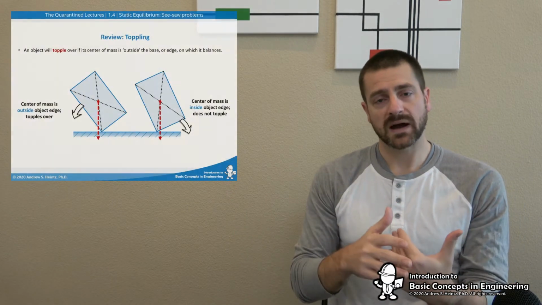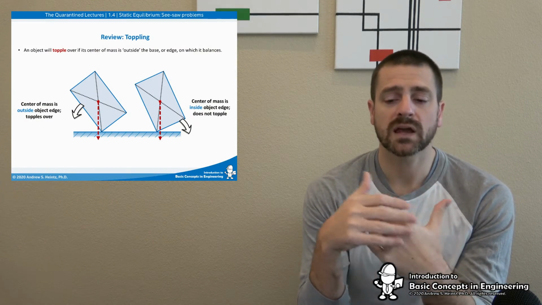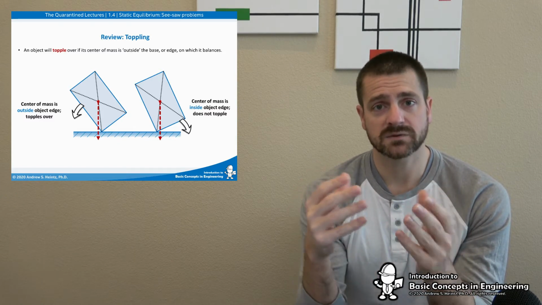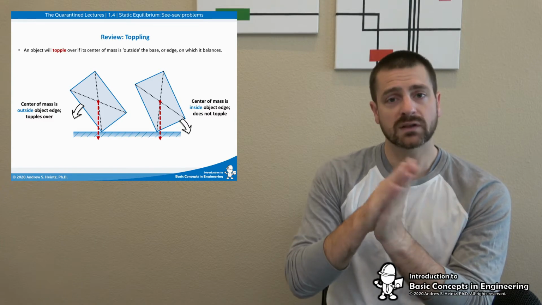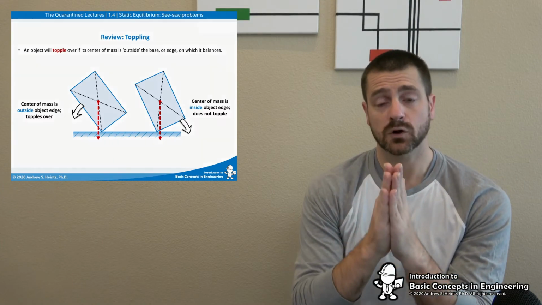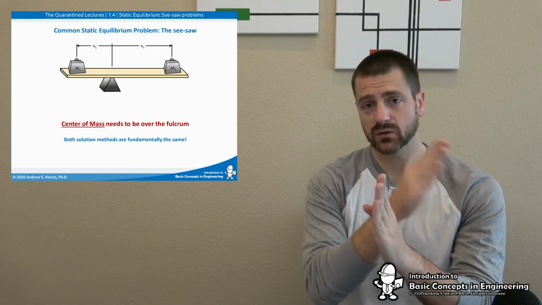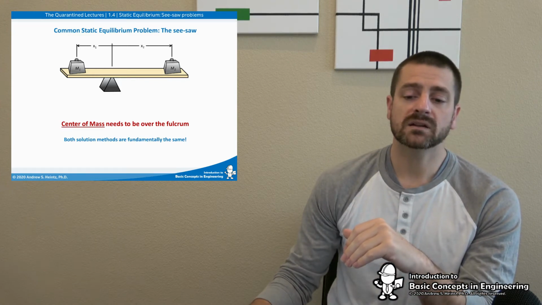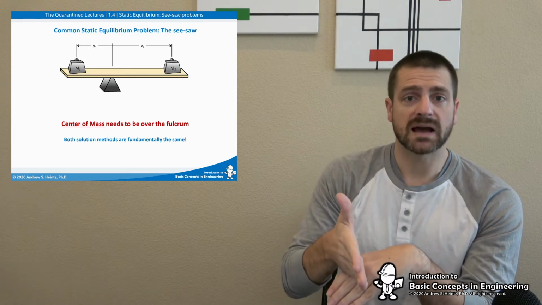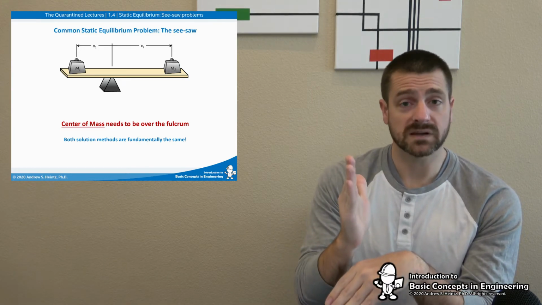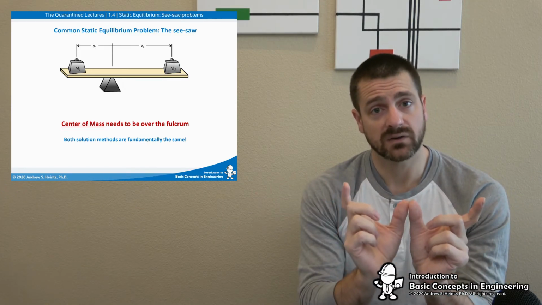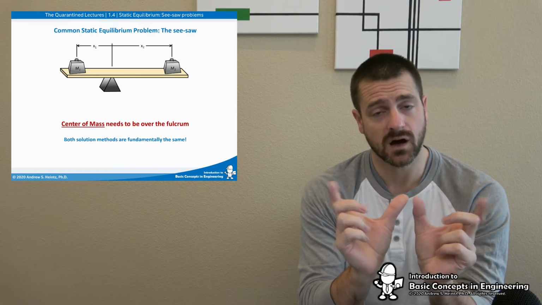All right, then we also can go back to lecture 1.2, and we can discuss the concept of toppling. Remember, we were looking at center of mass there. We could find the center of mass of an object, and if that center of mass was ever to cross over the outside point, we would get toppling. Now, in the case of a fulcrum, you only have one exact point. If the center of mass is on either side of that fulcrum, you are going to get toppling. The seesaw is going to move in either direction. So fundamentally, we make sure that the center of mass is exactly over the fulcrum. We place the fulcrum at the center of mass. So that's another method: we find the center of mass of the seesaw object, and we place the fulcrum there. Both solution methods are fundamentally the same.